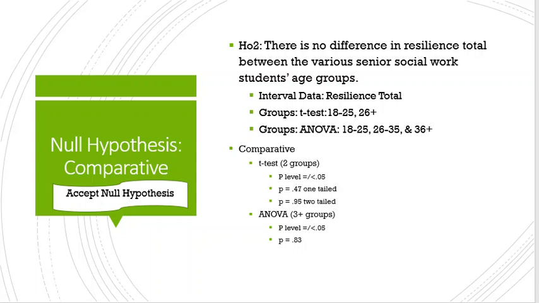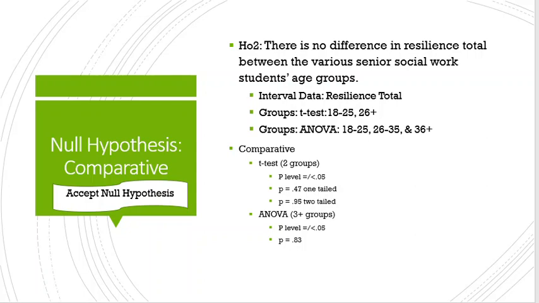When you have 2 groups, you can utilize a t-test. In this case, I used the 18 to 25-year-olds and the 26-year-olds as the 2 groups that I ran a test on to see if there was a difference between their scores. The second inferential statistic test that I ran was the ANOVA, which is the analysis of variance. It examines how values in 3 age groups, so 3 or more groups, compare with one another in terms of our test variable, the resilience total.